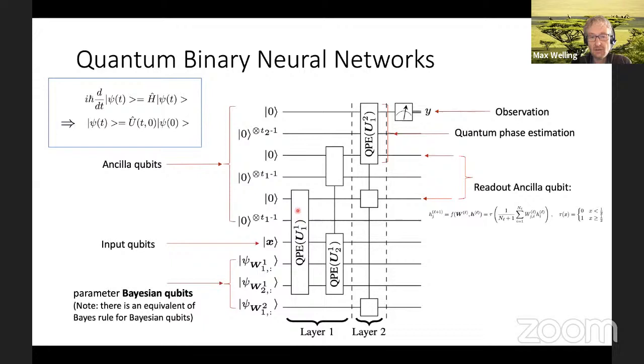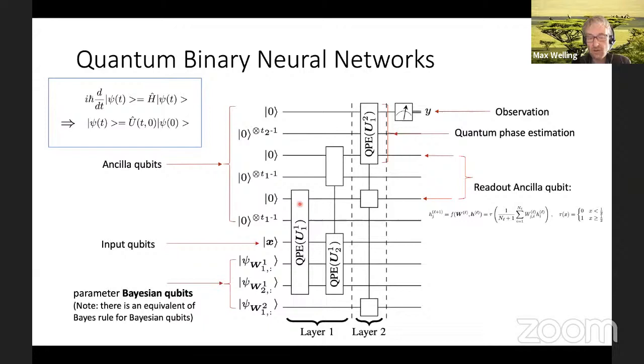All of this is being put in a block which we call quantum phase estimation. The first thing we try to achieve here is to see if we can implement a classical computation on a quantum computer. And for that, we needed this quantum phase estimation algorithm, which is a well-known algorithm. It's based on fast Fourier transforms, which you can do very quickly on a quantum computer.